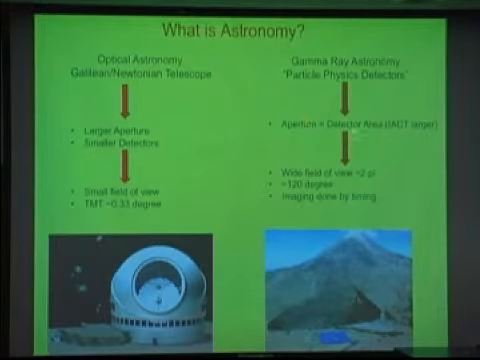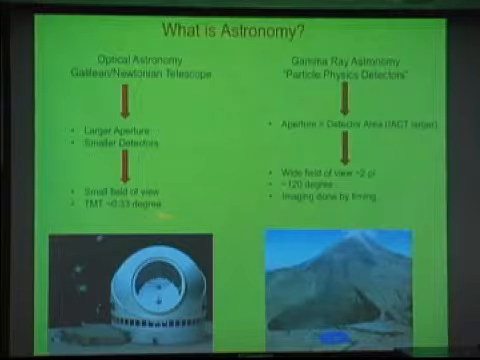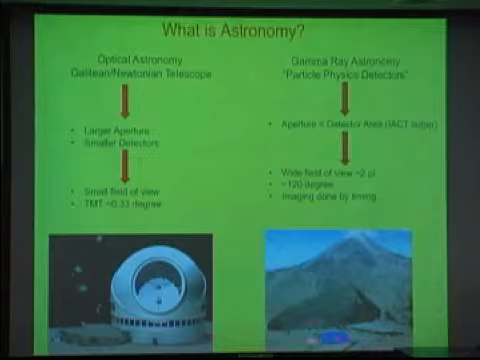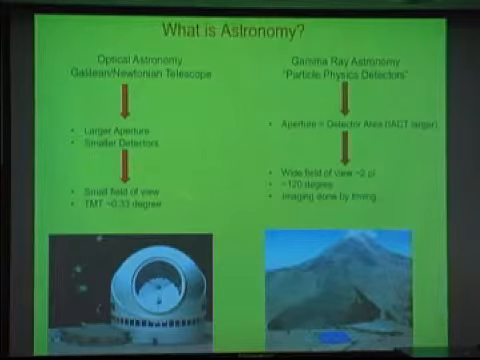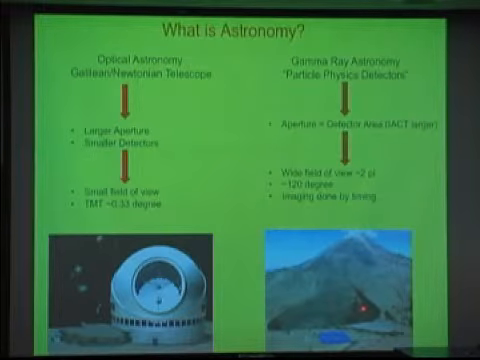The upside to this somewhat negative feature is that these detectors have a wide field of view compared to, this is an artist's conception of the 30-meter telescope, which is supposed to have a field of view of 20 arc minutes. This detector, which is about 150 meters across, has about 120-degree field of view. It's limited by the fact that gamma rays coming in at very high zenith angles aren't going to reach the detector.